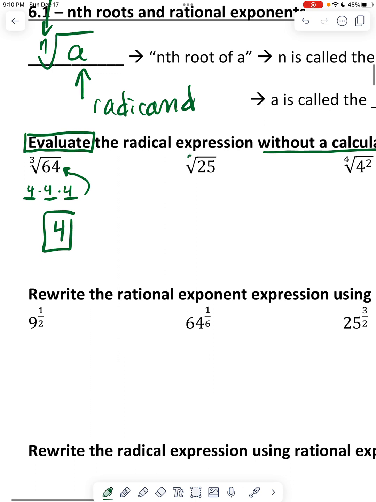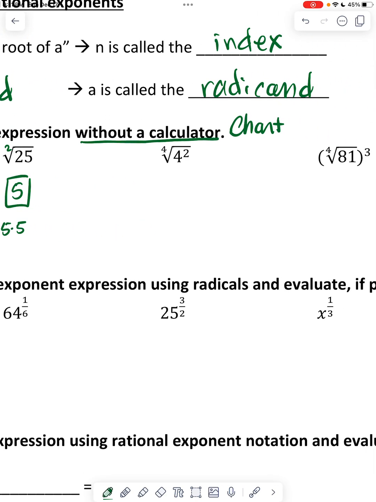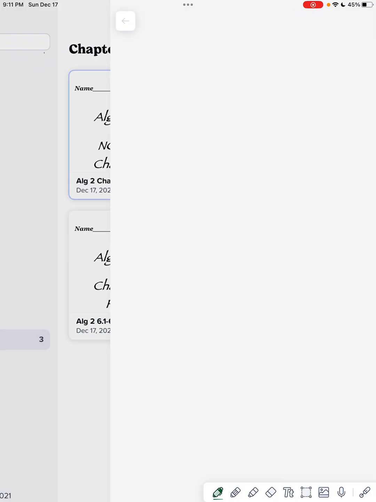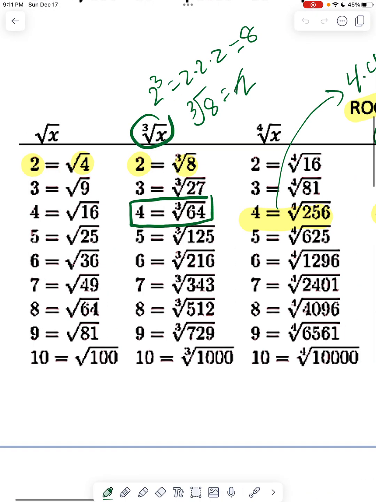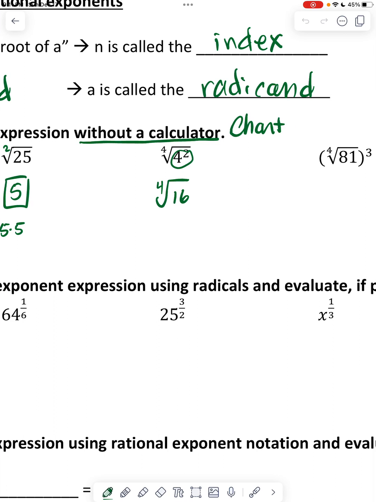This one doesn't have an index, so the assumed index is a 2. Square root of 25, you probably already know. And again, that's because 5 times itself twice per this index would have been 25. Okay, don't let this one freak you out. First thing you do is you square the 4. 4 to the second power is 16. And then I can go and look at my chart and see what is the fourth root of 16. And that's going to bring me back to a 2 again. Because 2 times itself 4 times would be that 16.